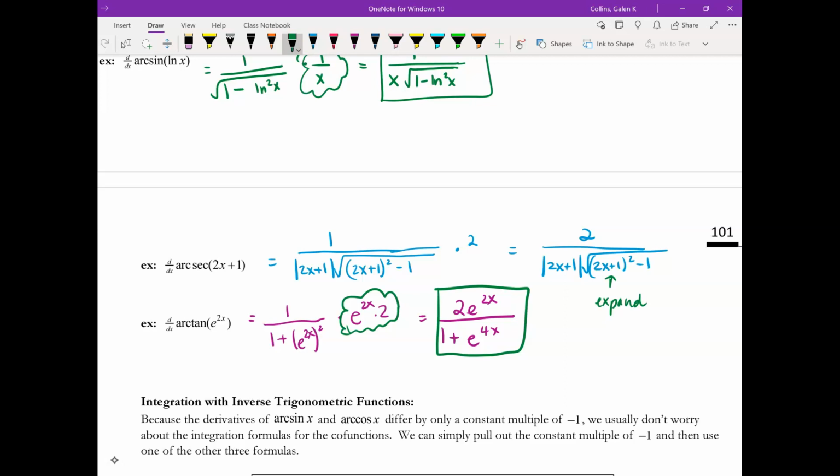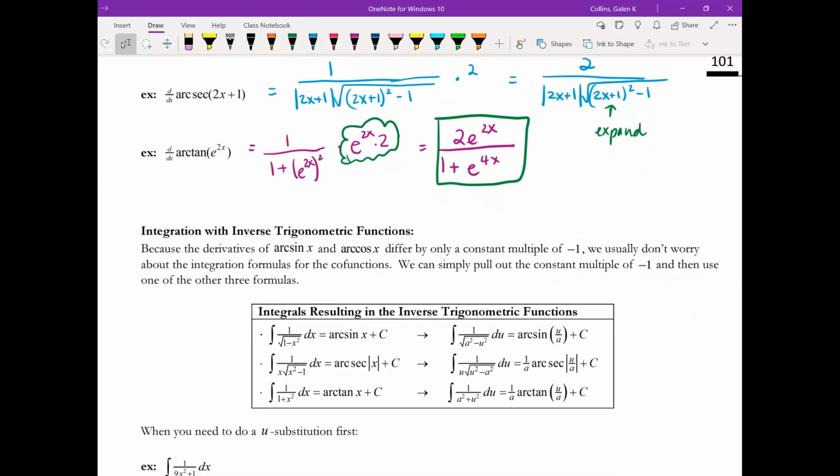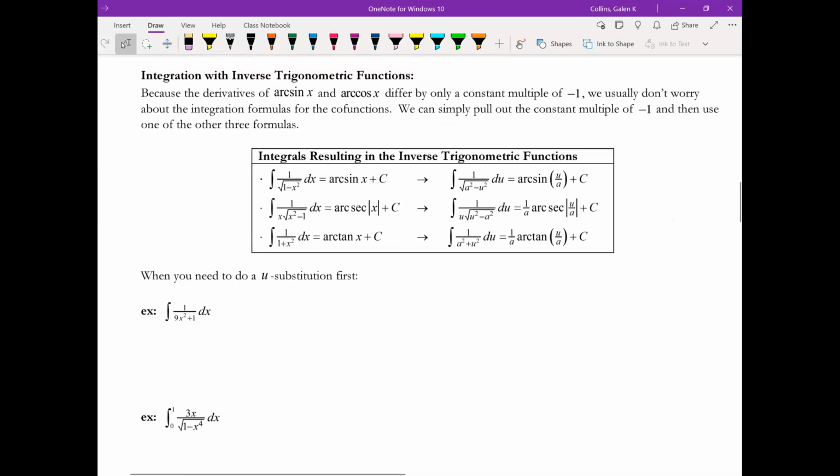All right, in the next video, I'm going to get into integration with inverse trig functions. Is it as fun as it looks? You betcha.